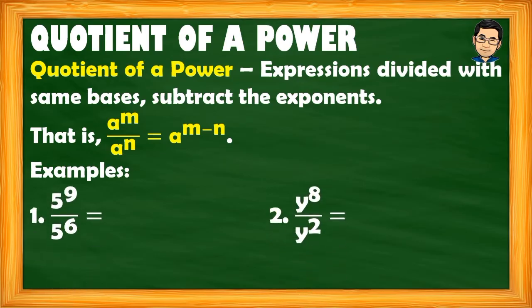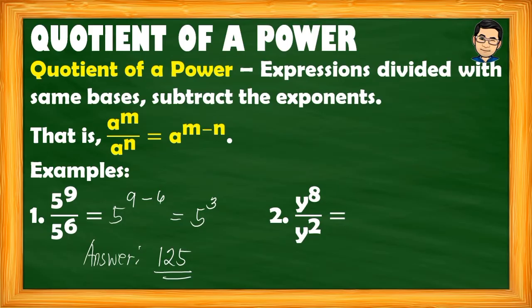For number 1, 5 raised to 9 all over 5 raised to 6. So, subtract natin yung exponents. That is 5 raised to 9 minus 6. And 9 minus 6, that is 5 raised to 3. So, 5 raised to 3, hindi po yan yung final answer. We have to simplify. So, our final answer will be 5 times 5 times 5, 125.